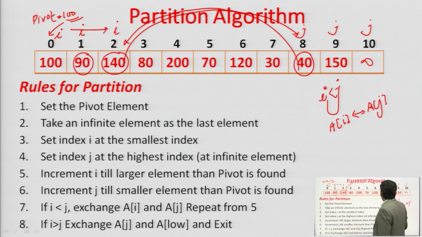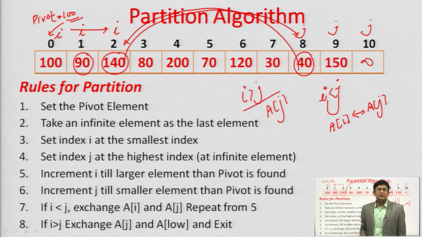But in case i exceeds j, or i is greater than j, we will exchange the jth element with the pivot element, and j will be the position of the element in the sorted array. j will be the correct position of the pivot element in the sorted array. So, we will take an example and explain this. No need to worry if you have not been able to understand this. With the help of the example, we will explain all these.